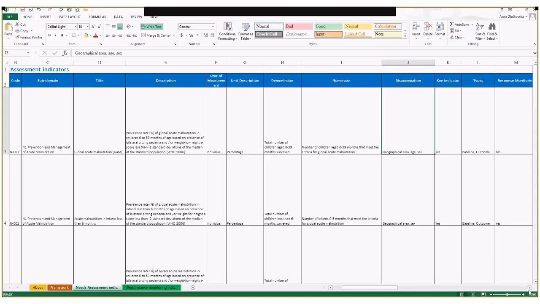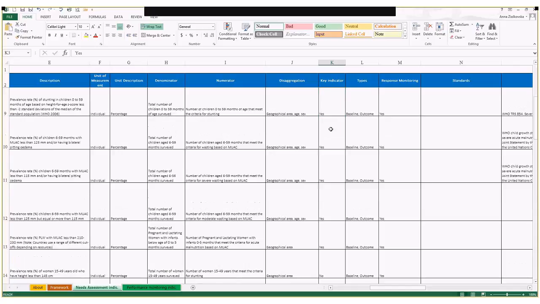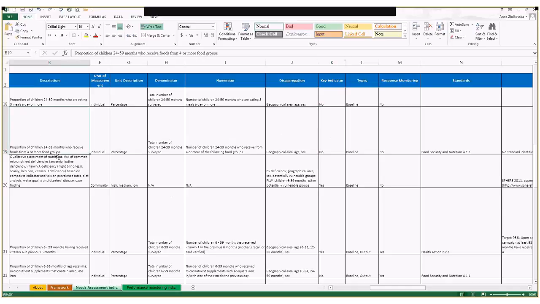Then there is such a thing as key indicator. Key indicator means that it's a very important indicator and it's likely that it would be included in the HRP. There are also some indicators which are not considered key. Let's say, for example, proportion of children 24-59 months who receive foods from 4 or more food groups. It's not considered a key indicator because normally for infant and young child feeding we would select some other indicators which would be key indicators. However, you can consider, and depending on the situation in the country, maybe this indicator would be most suitable for you to include in the HRP. So again, you have to decide on a case-by-case basis whether you choose this indicator or not.